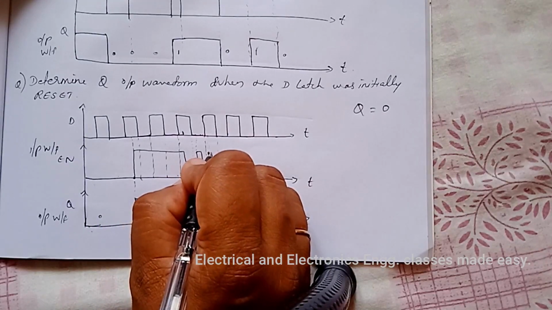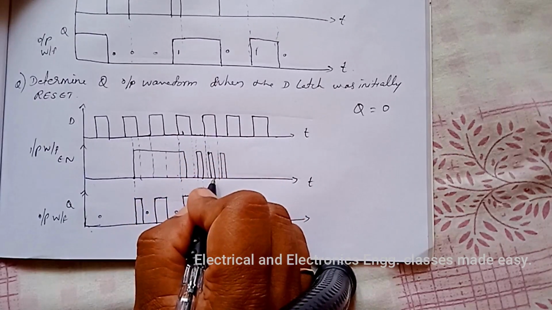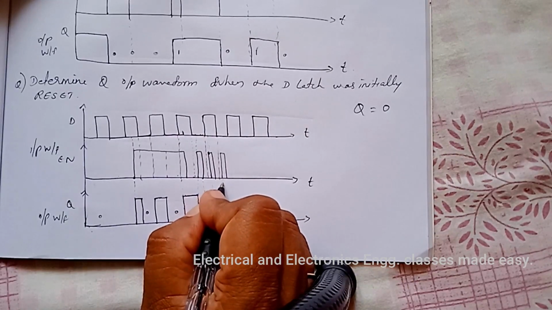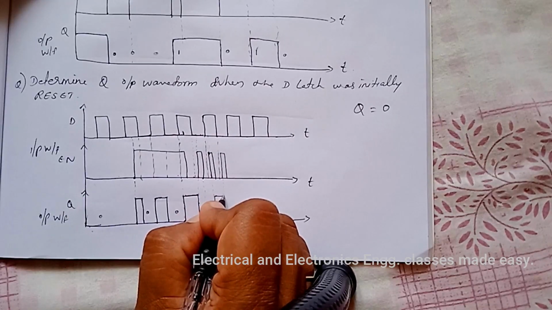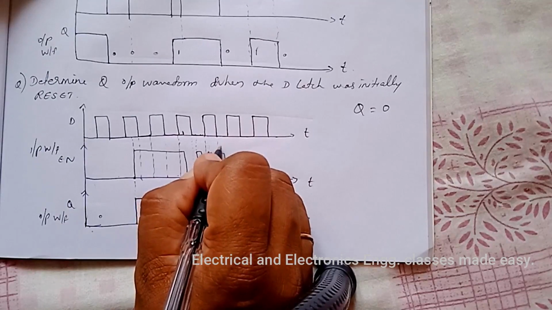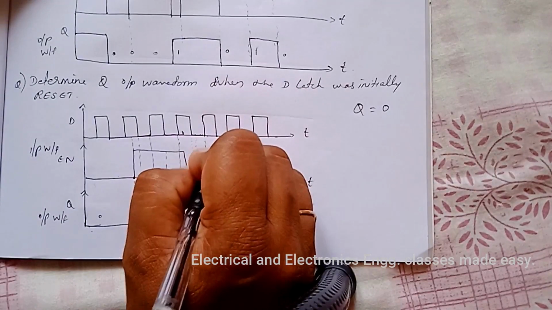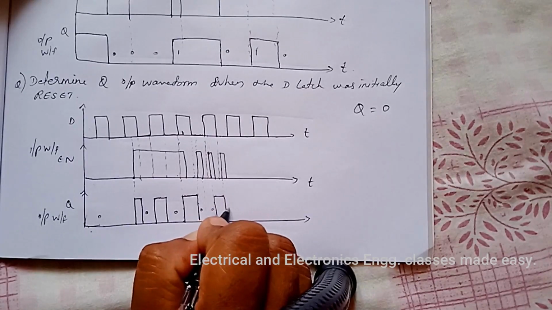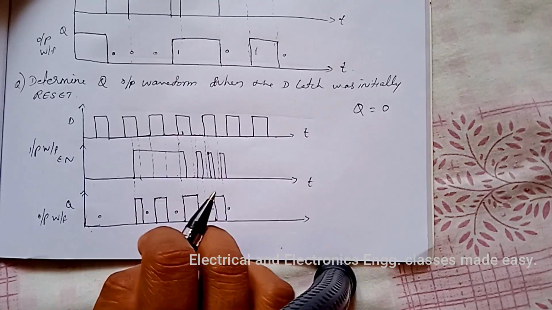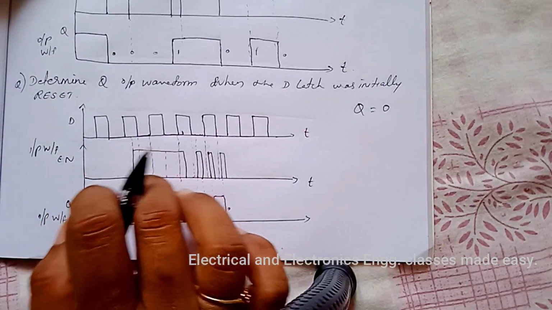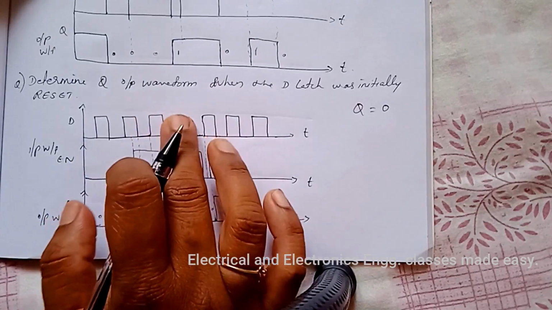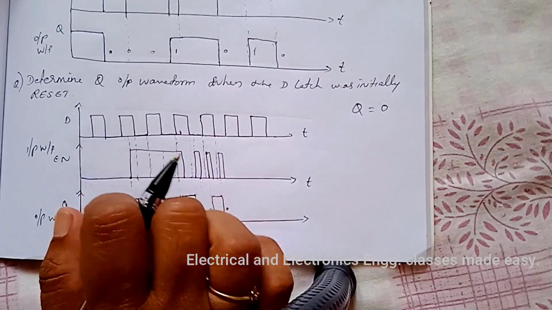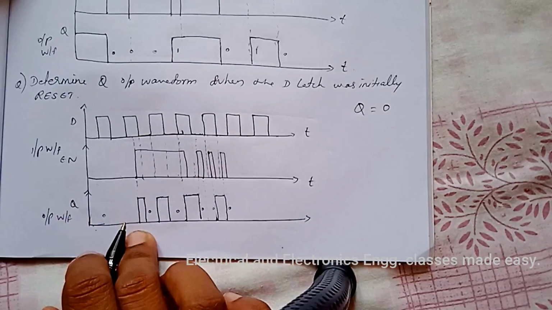So at this point also the D input is high and it will continue up to the next enable high input, that is up to this point it will be high, and at this point enable is high, that is, the D input is 0. So at this point the output is 0 again. So in this way we will get the output. So check both the enable input and the inputs, whether it is D or S and R inputs, and according to that we have to draw the output waveform.